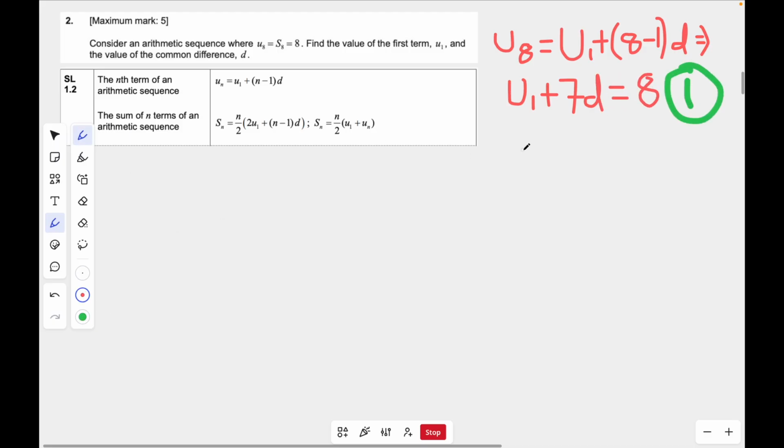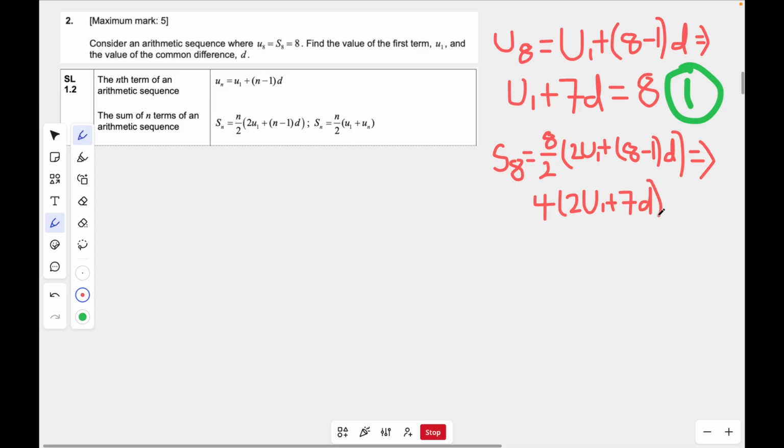equals 8. Now, we can make use of the second formula mentioned in the formula booklet, as we know that the sum of the first 8 terms of this sequence is also equal to 8. So we can do S8 is equal to 8 divided by 2, brackets, 2 multiplied by u1, and then add 7d, and close the brackets. After some basic simplification, we end up with our second equation, 8u1 plus 28d equals 8.